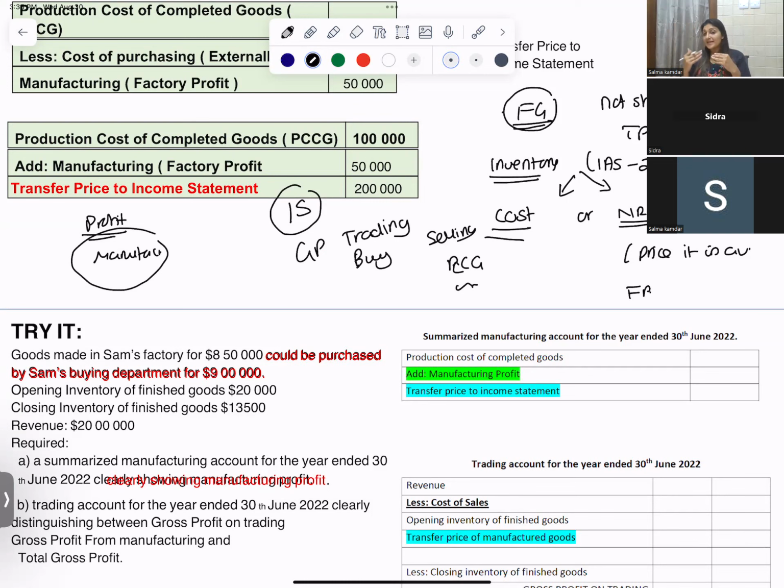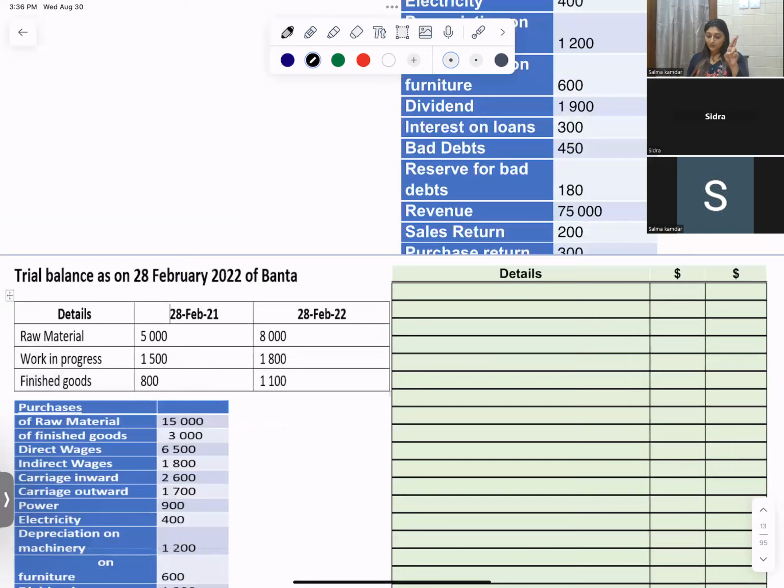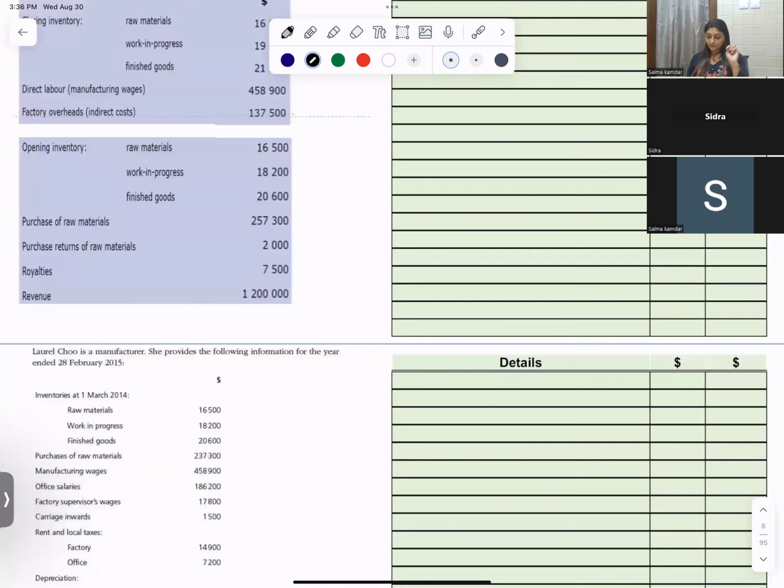You know exactly that you are making a profit because of trading. And in manufacturing, you know properly that your manufacturing department is doing a good job and you're earning a profit because of manufacturing. But your total gross profit will be the addition of two profits. What are those two profits?